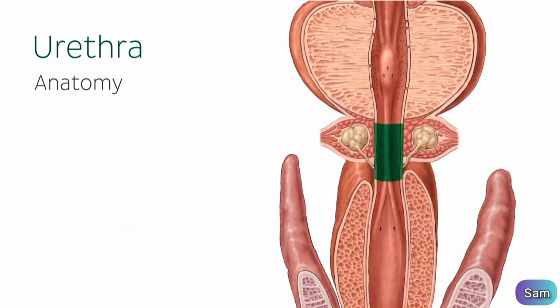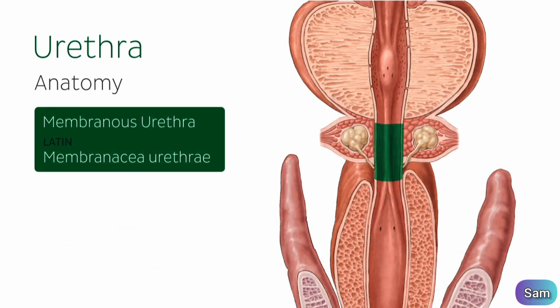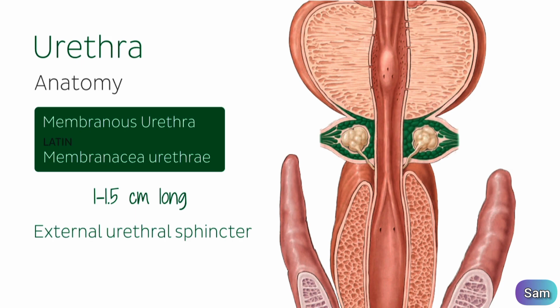Now let's move on to the membranous part of the urethra, which is the second shortest part of the urethra and connects the prostatic urethra to the spongy urethra. It's about 1 to 1.5 centimetres long and is surrounded by the external urethral sphincter, which we can now see highlighted in green. This urethral sphincter plays an important role in voluntary control of urinary flow.